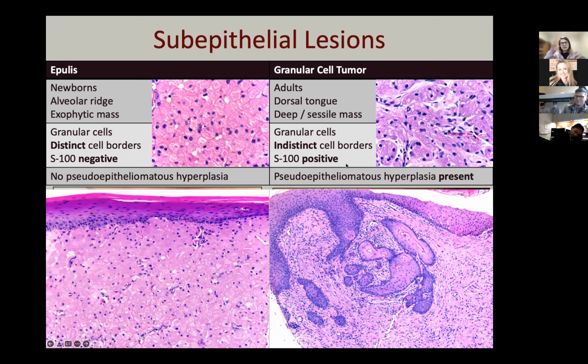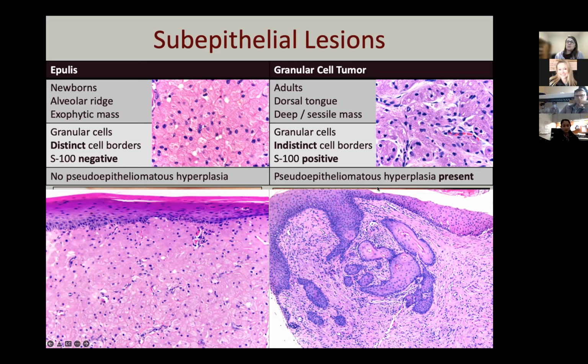Schwann cells are the cells that ensheath your nerves. These are not necessarily that function. They're just these cells that express these Schwannian markers, and they occur in the subepithelial region down here. They can have quote unquote pseudoepitheliomatous hyperplasia at the top.